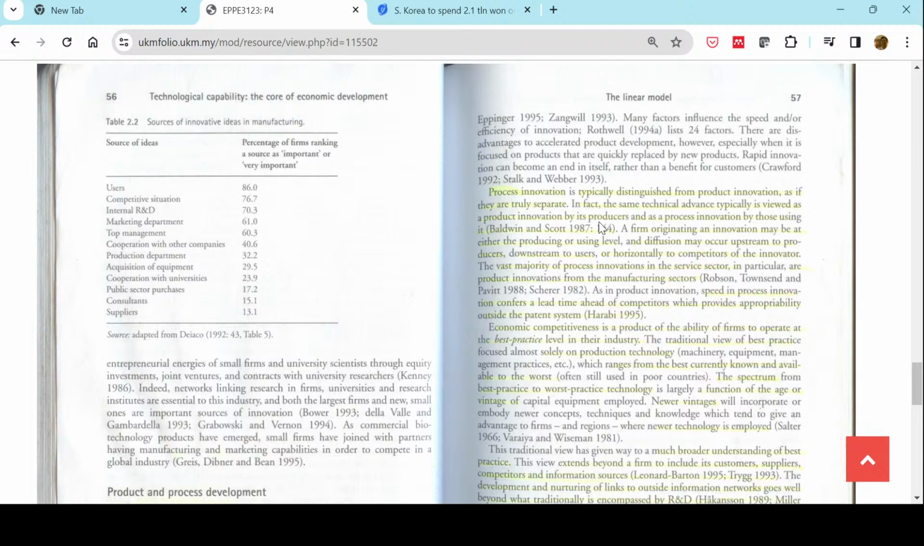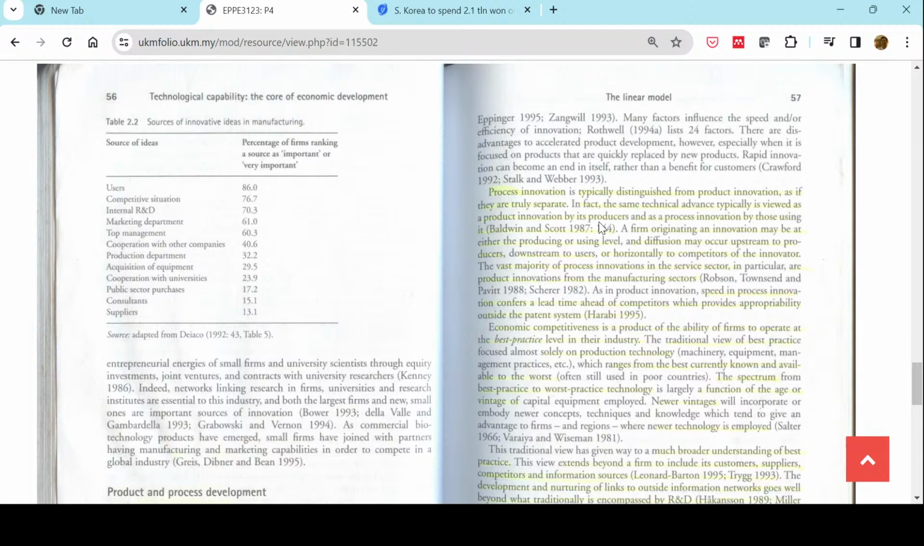What are the sources for innovation in manufacturing? Users: percentage of firms ranking it as an important source. Users, the competitive situation, suppliers is only little, so they listen to the users, to customers. Internal R&D, yeah, marketing, top management. Okay, that's not important. What is more important here? That's product and process development.